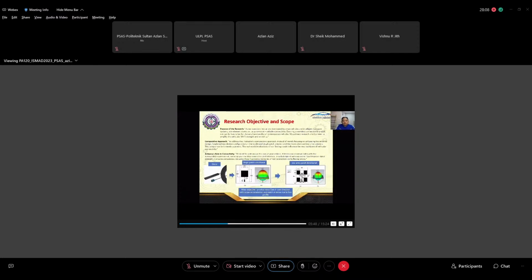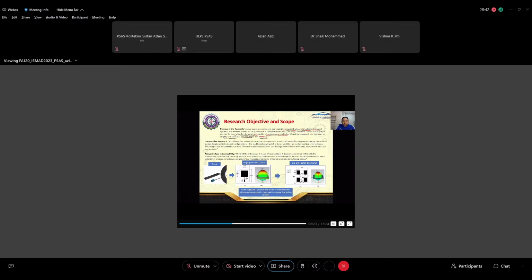Okay, next we venture into the research objective and the scope of our research. What is the purpose of the research? As we transition into the era dominated by smart vehicles and intelligent transport systems, one element stands out as paramount: reliable connectivity. Ensuring a seamless connection is crucial, not just for luxury, but for the functionality of contemporary vehicles. My primary research aim is to amplify the vehicular Wi-Fi strength and also the reliability.